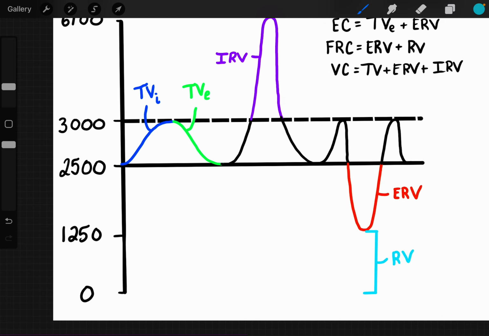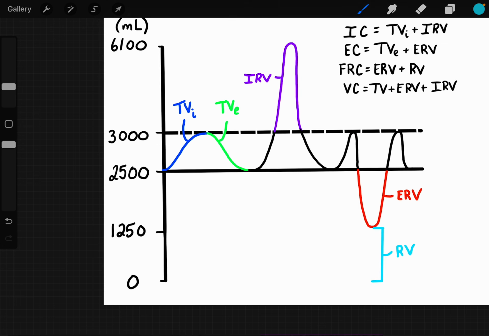Next equation is going to be vital capacity. So you're adding the tidal volume, plus the inspiratory reserve volume, plus the expiratory reserve volume. To look at it big picture, you're going from the peak of the purple all the way down to the bottom of the expiratory reserve volume, the red. This is what we call vital capacity. This is how much air can you use. The purple is how much air can you take in, and the red is how much air can you blow out.